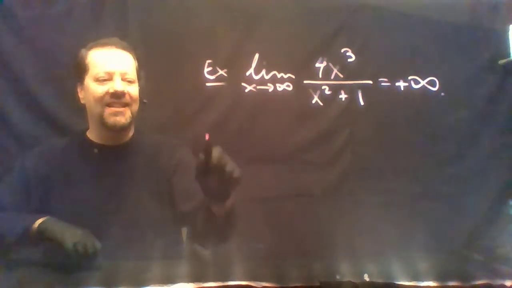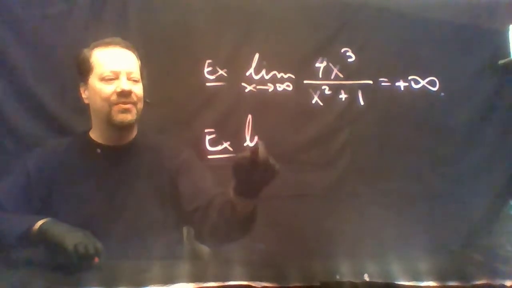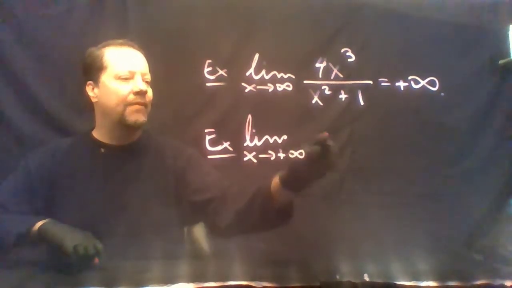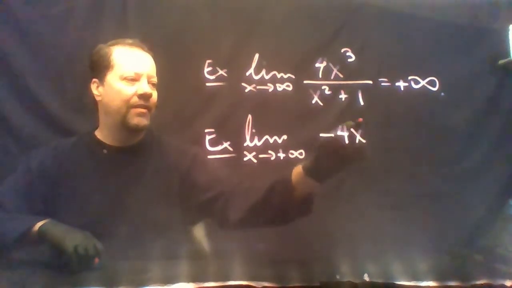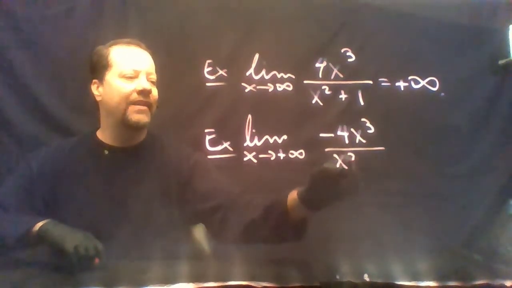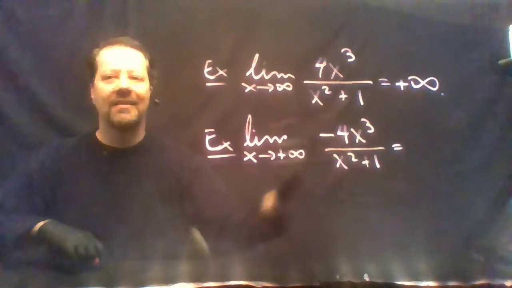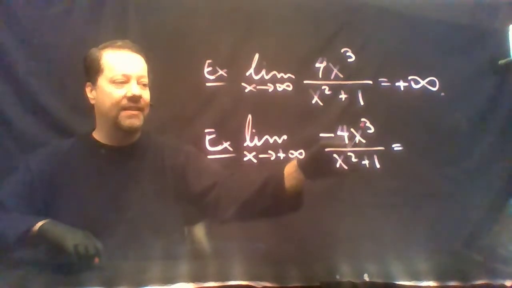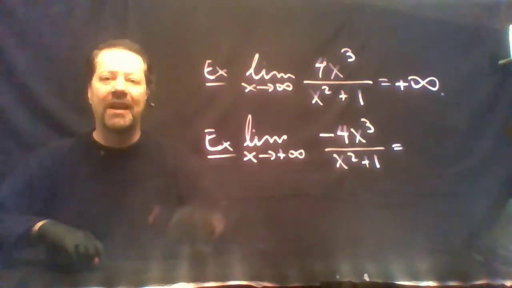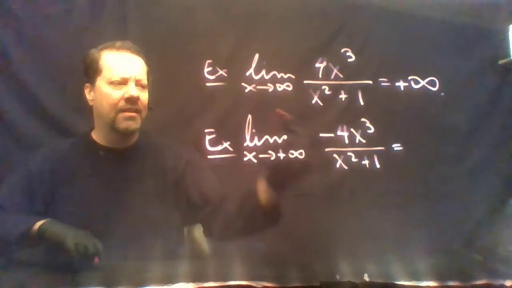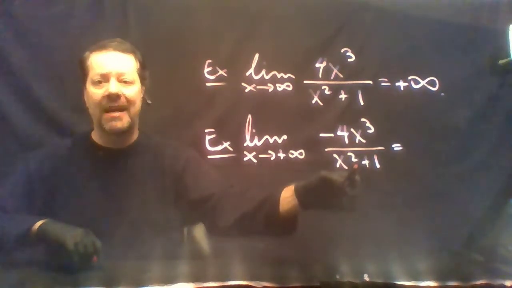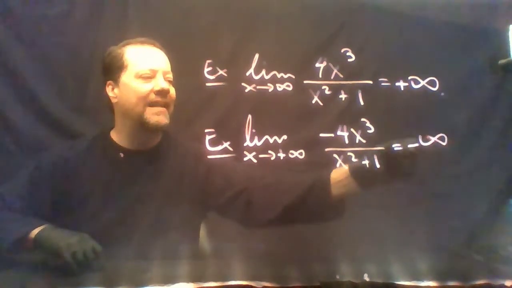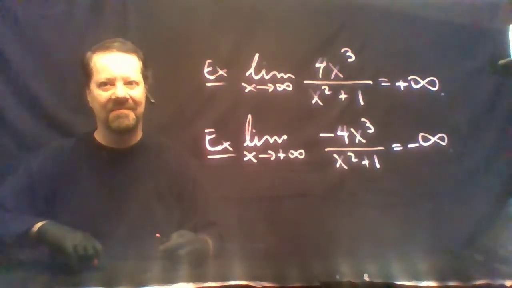There are some little technical details we need to pay attention to. Suppose x is going to positive infinity, and we're looking at negative 4x cubed over positive x squared plus 1. Now you have a positive number cubed is positive, but it's multiplied by a negative 4. The numerator is negative. The bottom is always positive in this case. The thing gets driven to minus infinity.